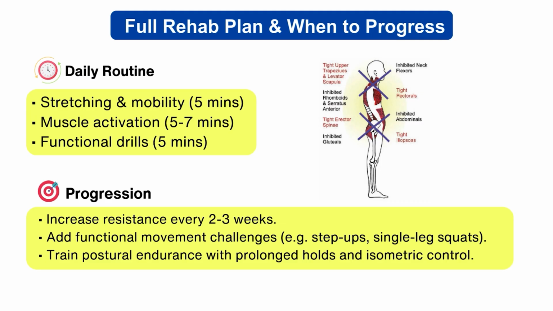Stretching and mobility, 5 minutes. Muscle activation, 5 to 7 minutes. Functional drills, 5 minutes, and progression should be like increase resistance every 2 to 3 weeks. Add functional movement challenges. Train postural endurance with prolonged holds and isometric control.